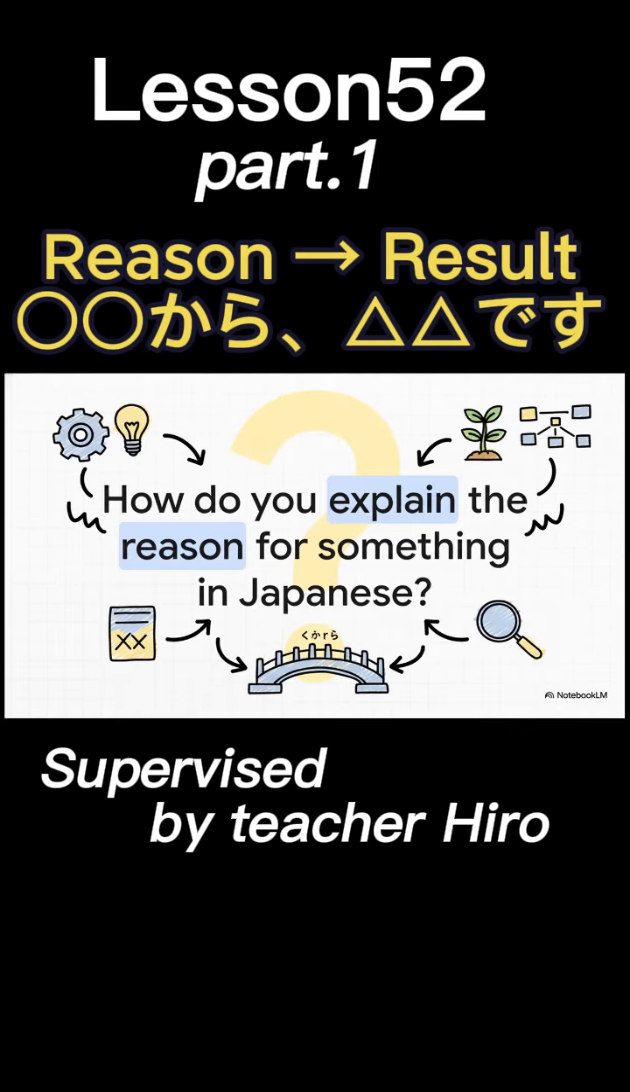So here's a fundamental question. How do you actually explain the reason for something in Japanese? You want to say you're doing something because of something else. How do you build that grammatical bridge? Well, getting this right is a massive step forward. It's what lets you move beyond simple statements and really start expressing yourself with some depth.